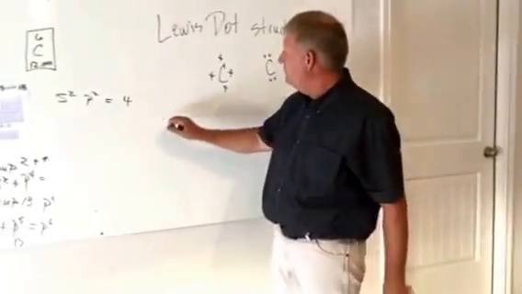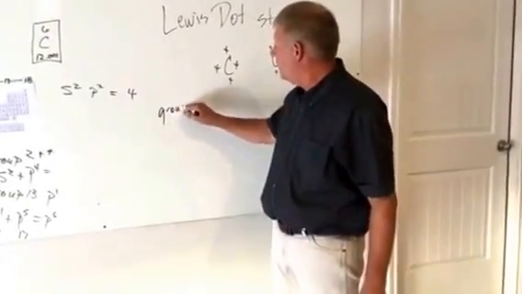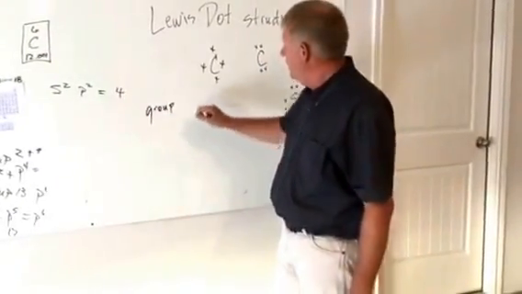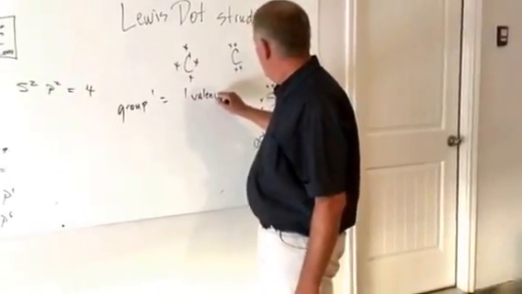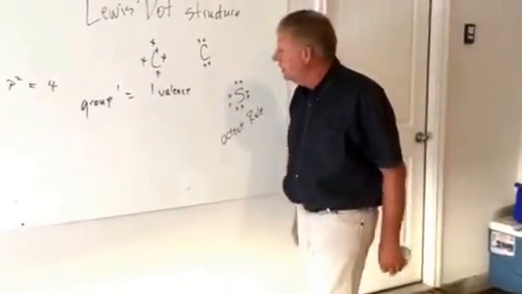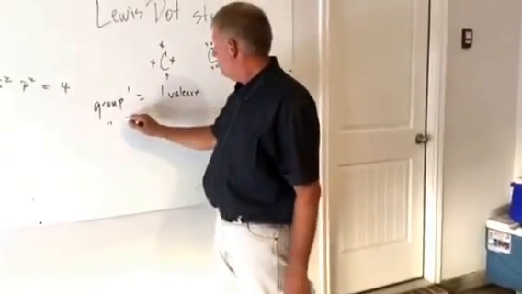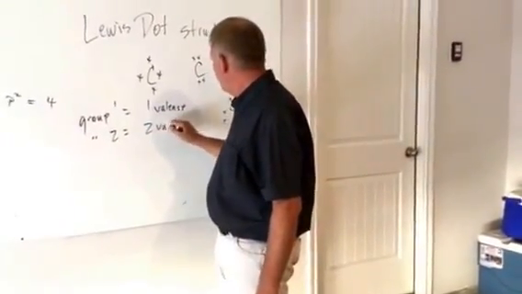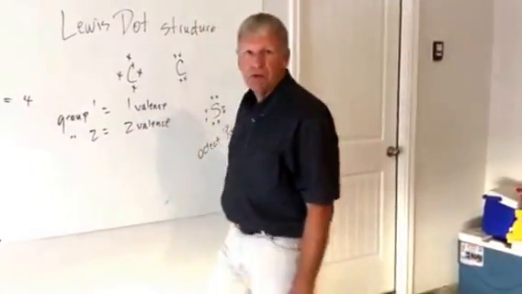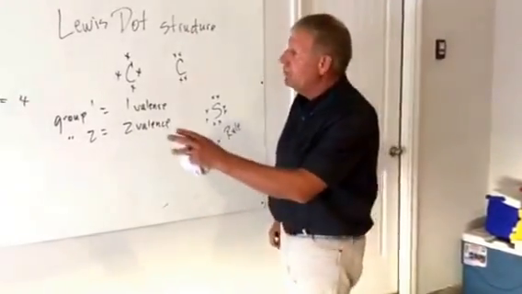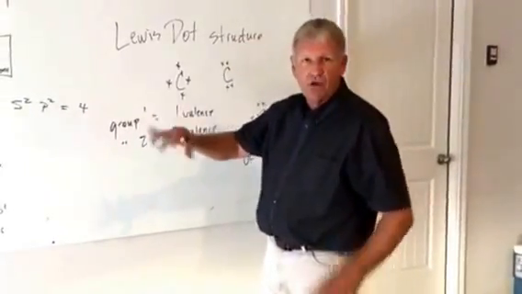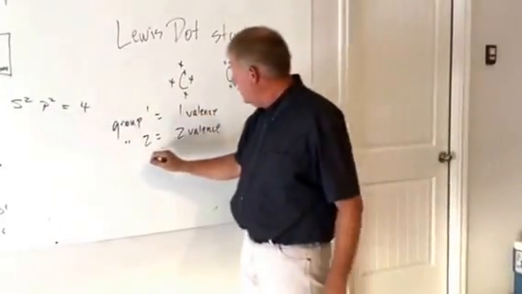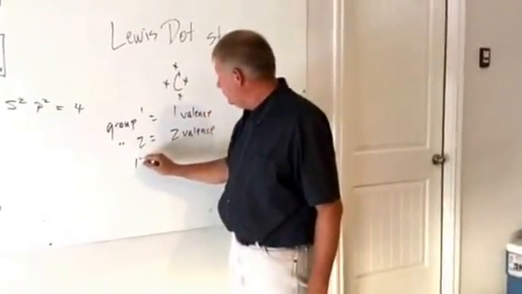Everything in group 1 has 1 valence electron. Why? Because it's S1. Group 2 has 2 valence electrons. Why? Because it's S2. Now we skip groups 3 through 12 because they're transition metals. We'll talk about that later. So we go all the way to group number 13.